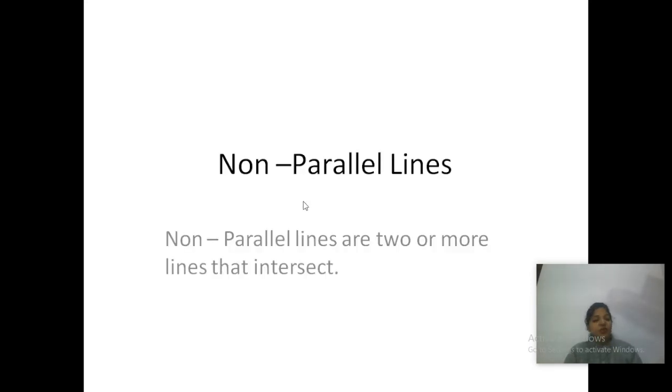Now, the next one we have non-parallel lines. What are non-parallel lines? Non-parallel lines are two or more lines that intersect because the distance between them is not equal, right? And they will intersect each other. So I will show you.